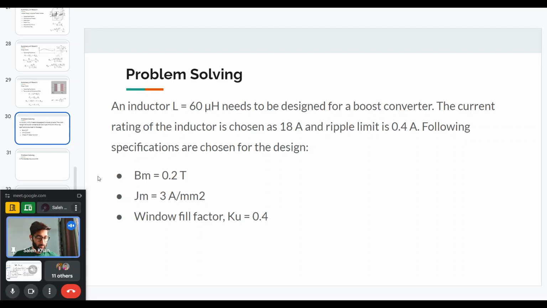Okay, so let's continue. So as I mentioned, we are given the specifications. The converter specifications are basically the inductor is 60 microhenry, the DC current is 18 amperes, the AC current, or the ripple portion, is 0.4 amperes, and then the specifications are given that the working flux density has to be 0.2 Tesla, the current density has to be 3 amperes per mm square, and the window fill factor has to be 0.4.